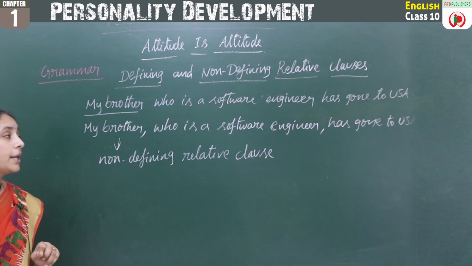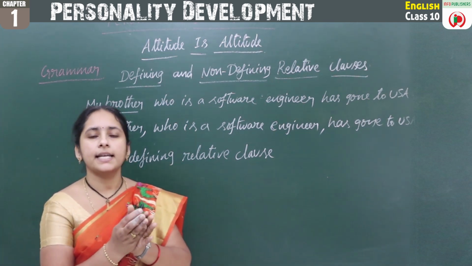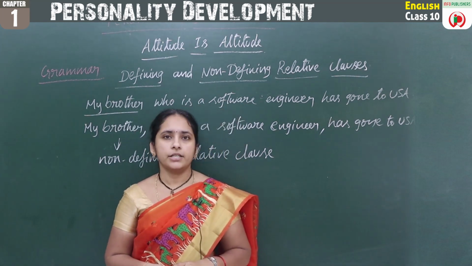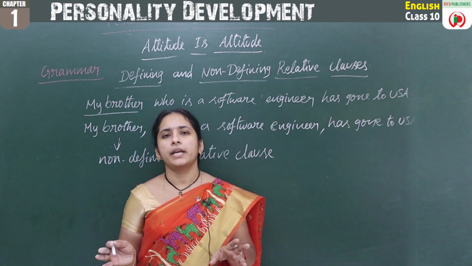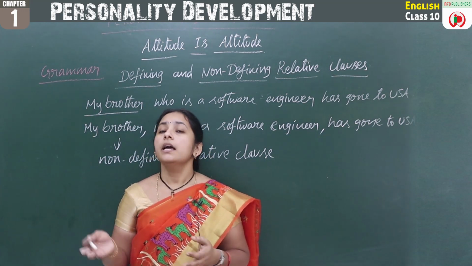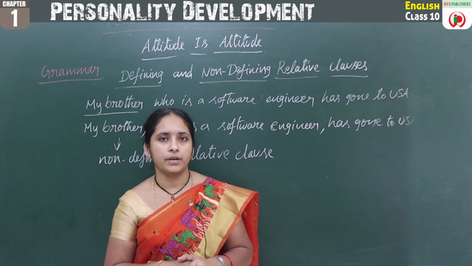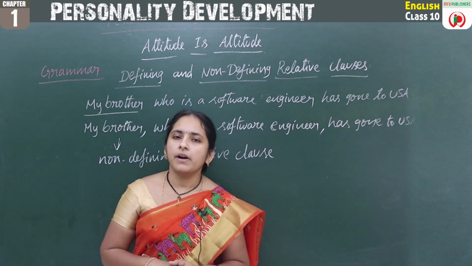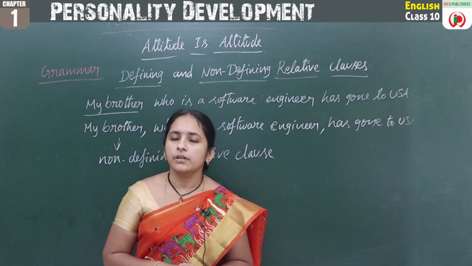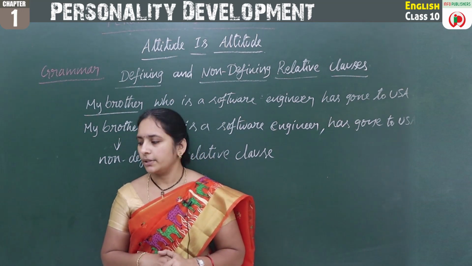Okay, ma. So can you find the examples, the same kind of defining and non-defining sentences in the given lesson? Attitude is altitude. So in that, so many words we have, so many sentences, very good quotations they have given. At the same time, defining and non-defining clauses also they have given. So let's find what the defining and non-defining relative clauses are from our lesson. Okay, so let's open the textbook.